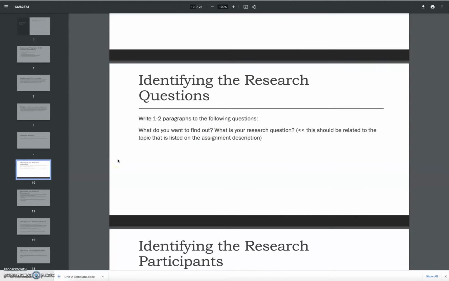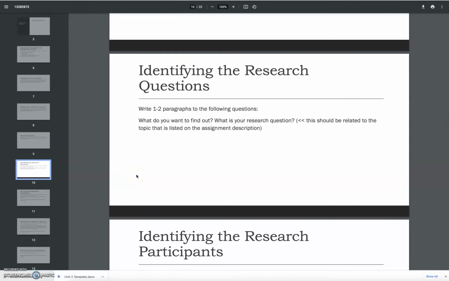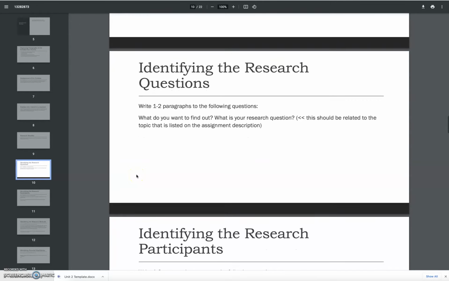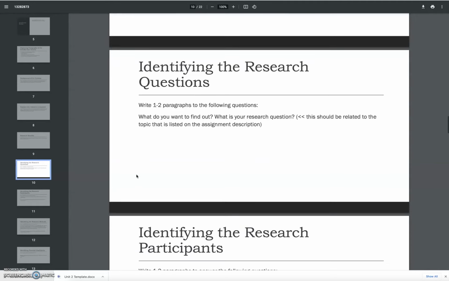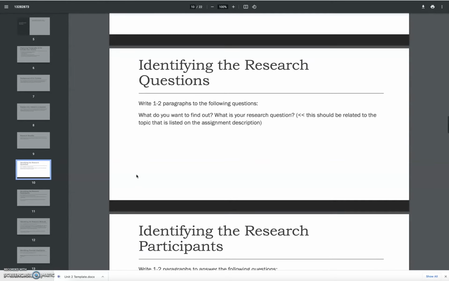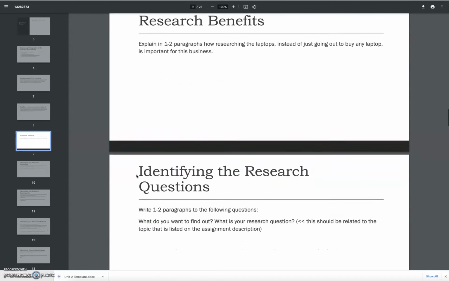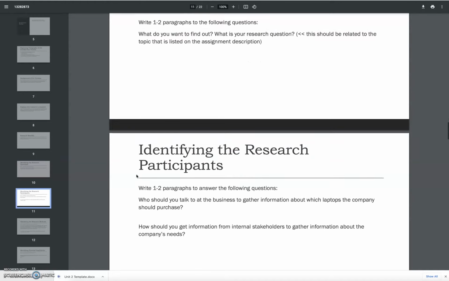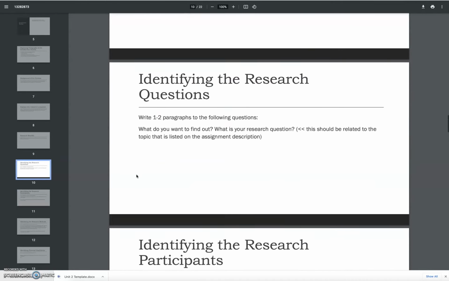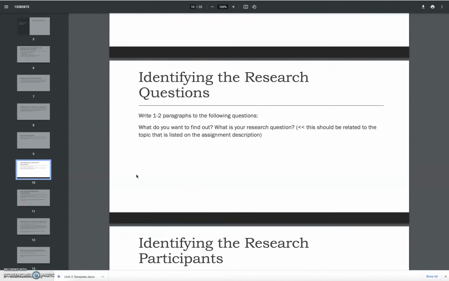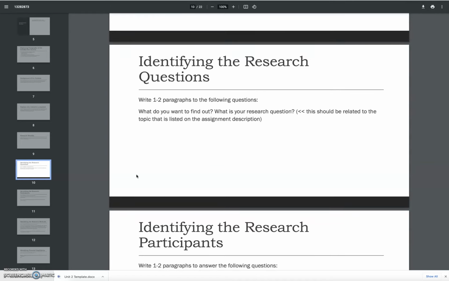Okay, moving on. We've talked about identifying the research questions. I have to record these videos in 2 parts, so my apologies if I repeat myself between what I'm saying now and what I just said. Okay, we talked about identifying the research questions, and again, just a reminder to go and read the general topic that's on the assignment description.